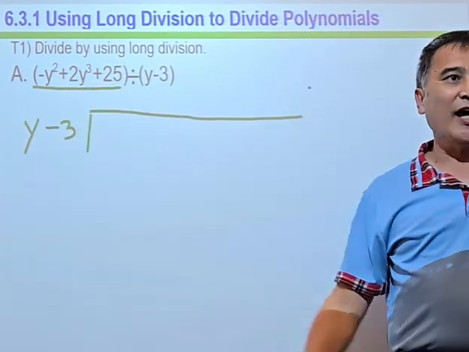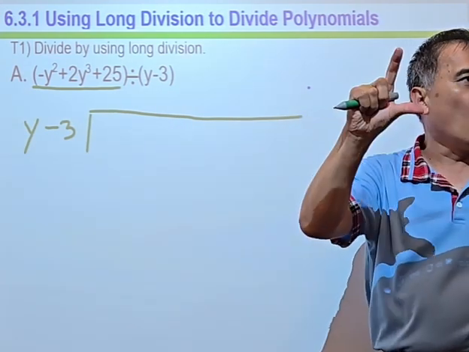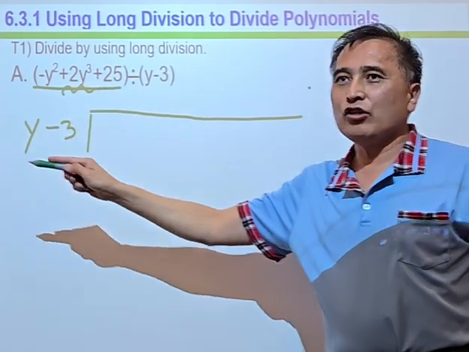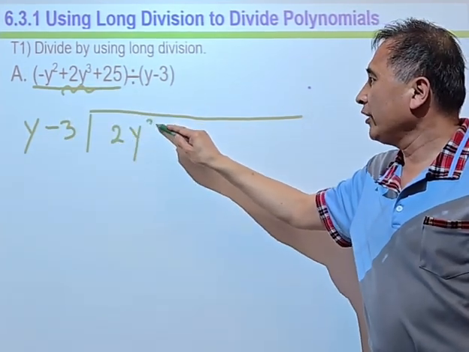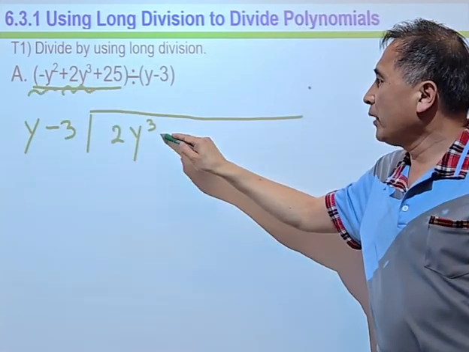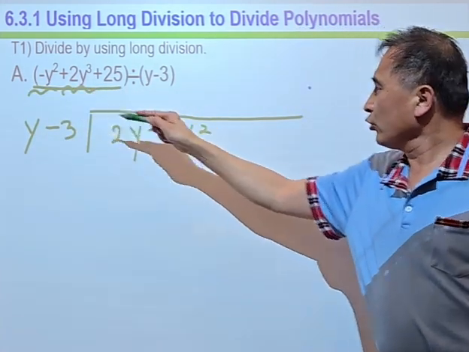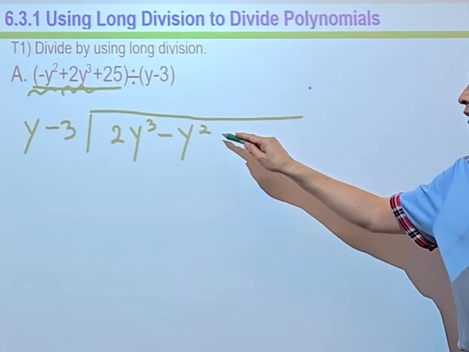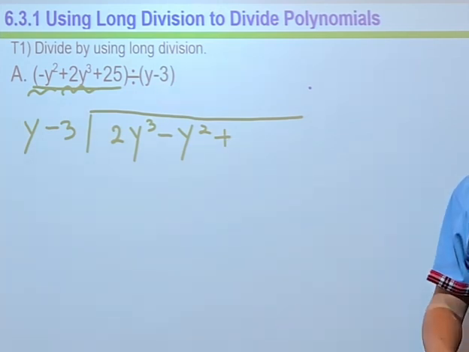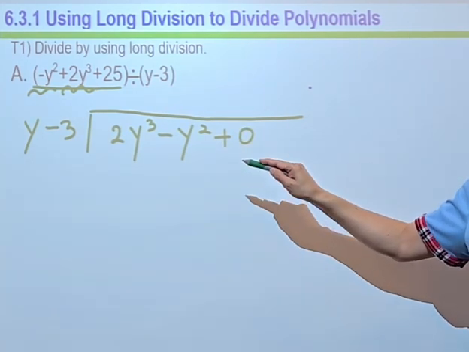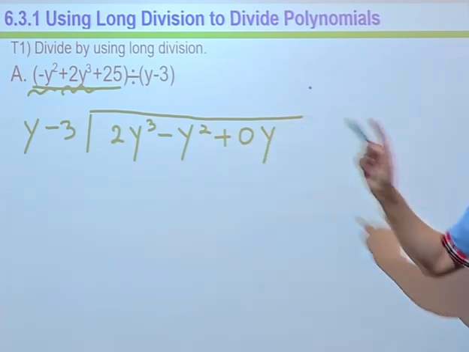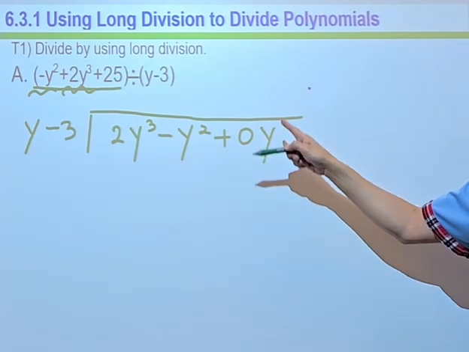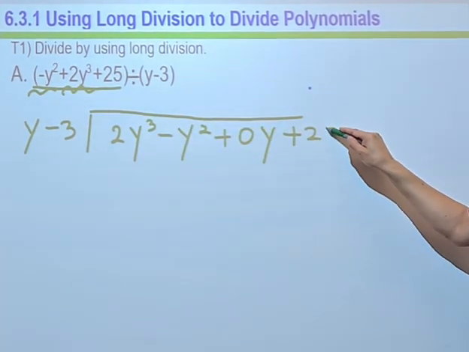And then when you write the dividend here, you need to write it in standard form, which is descending order. So biggest degree here, 2y cubed. So I'm going to write 2y cubed right there. And then second degree right here, minus y squared. And then there's a 25, but there's a first degree missing, right? Then when you write it in standard form for the long division, you need to put a placeholder, the 0y, which is 0, right? That's first degree missing, so I write 0y. And plus 25 right there.